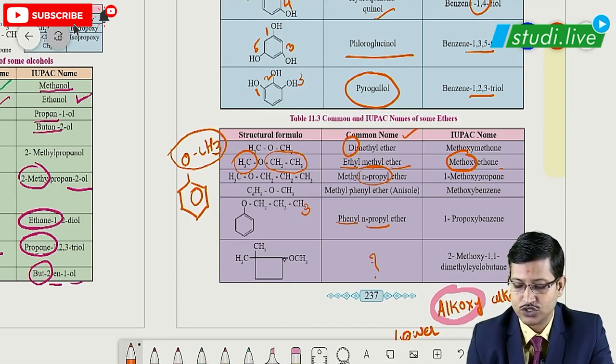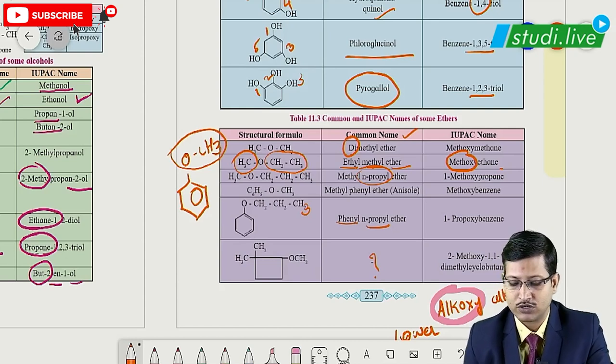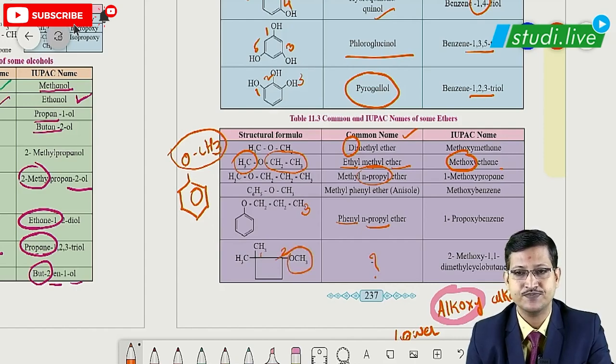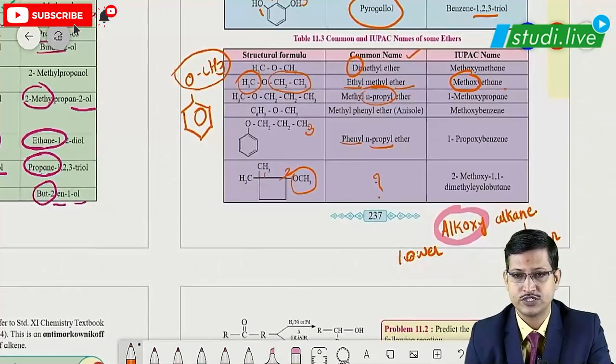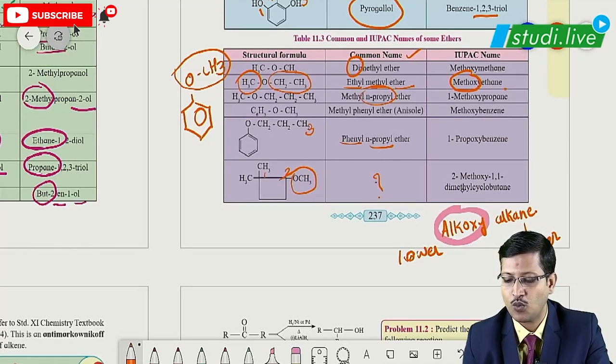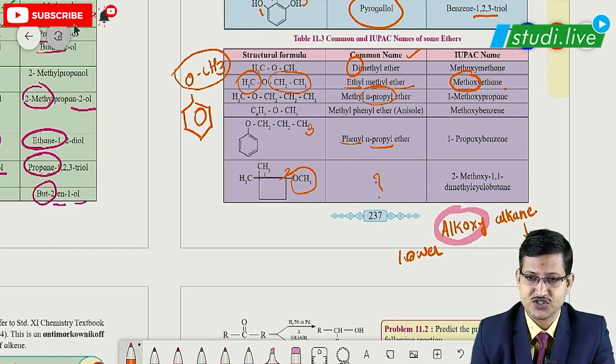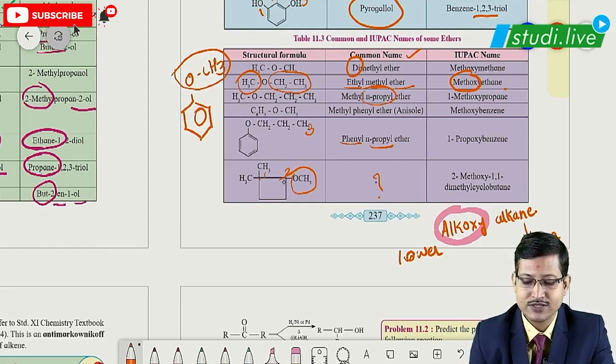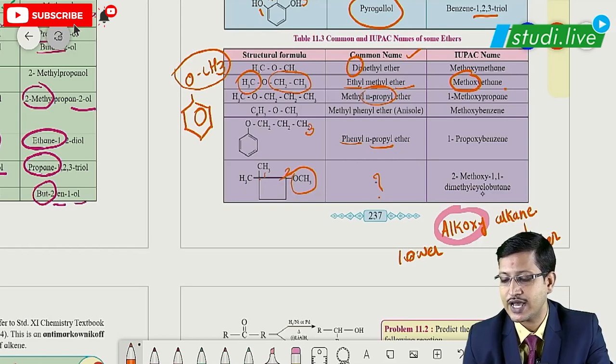The last one, this is now a bit important. This is your ring, with CH3, CH3 and OCH3. Now 2-methoxy. This is the first carbon, second carbon. On the second carbon you have this methoxy, so it is 2-methoxy, and then followed by 1,1-dimethyl. On the first position there are 2 methyl groups. So they are 2-methoxy, 1,1-dimethyl, and this is a 4 carbon atom ring, so cyclobutane.